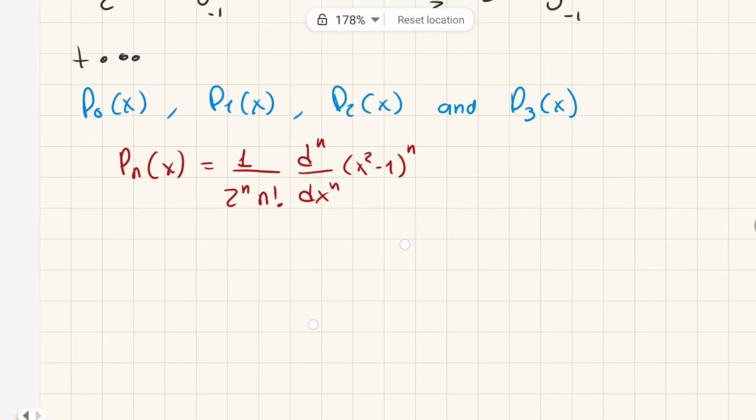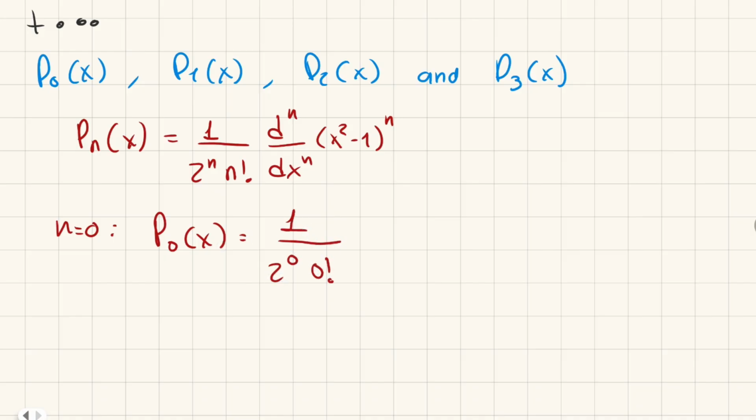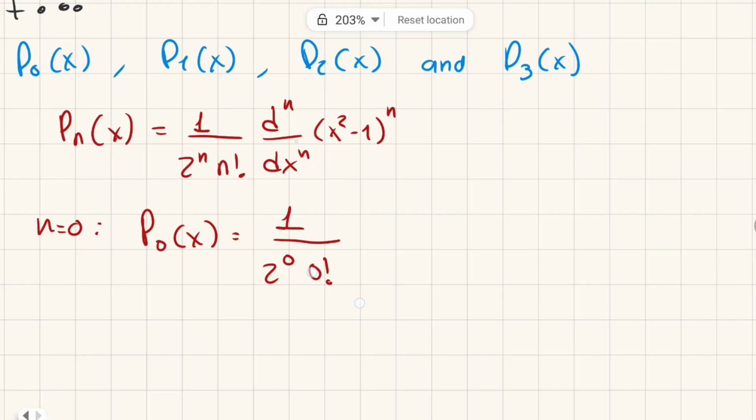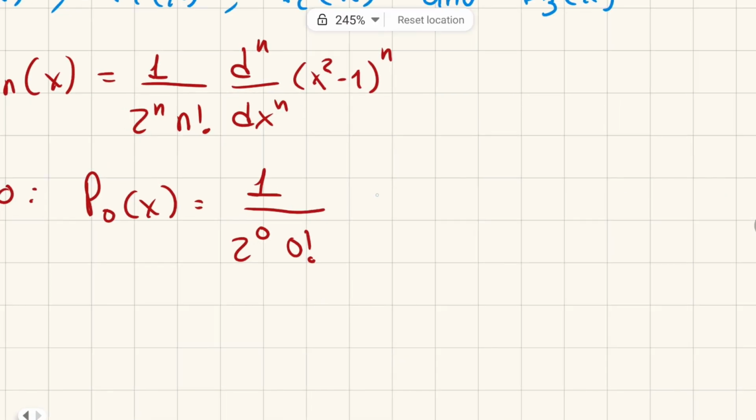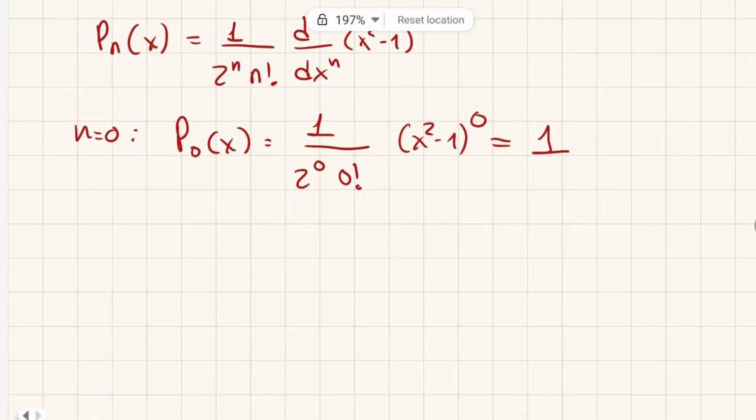Okay, so if we want to calculate the n equals 0 element, we will get that p sub 0 of x is equal to 1 divided by 2 to the 0 times 0 factorial, and then the 0th derivative of x squared minus 1 to the n. But the 0 derivative is just the regular function, right, without taking any derivative. So that will be equivalent to having x squared minus 1 to the 0 power, which is 1. So that means that all this is going to be equal to 1. Okay, so that is p sub 0 of x.